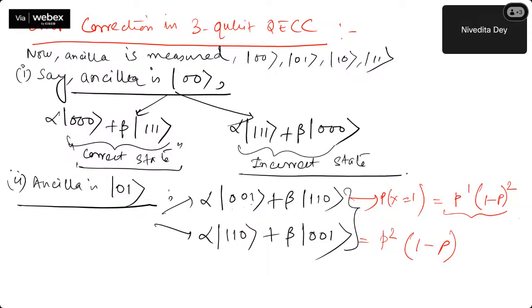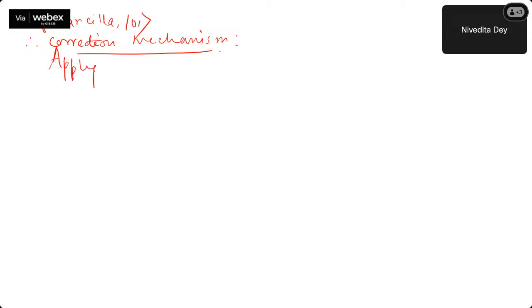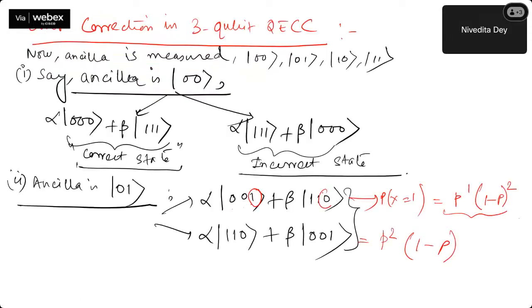Okay. Now, in this case, what will be the correction mechanism? Say, for example, for ancilla, what was my ancilla? 0, 1. I'm doing all these things. Therefore, the correction mechanism is to apply sigma x, which is a NOT gate, on the third qubit. Third qubit means the third qubit.